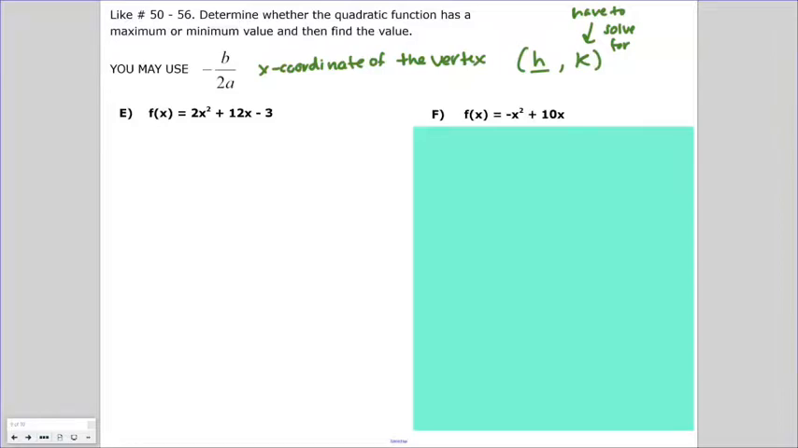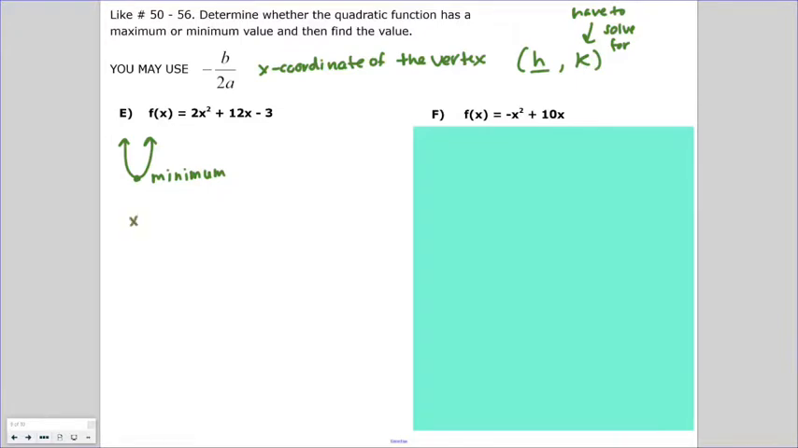Okay, so we've got example E, 2x squared plus 12x minus 3. Just think for a minute: a is positive, which means we've got an upward facing parabola. I don't really care what else it looks like, just know that it faces upwards. That means our vertex is down here at the very bottom. And in this example, we have a minimum. That's the first part of the question.